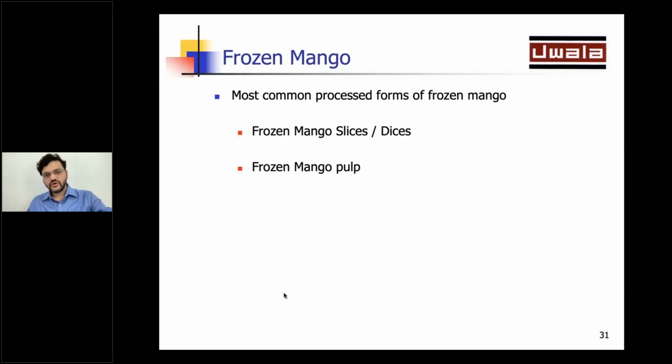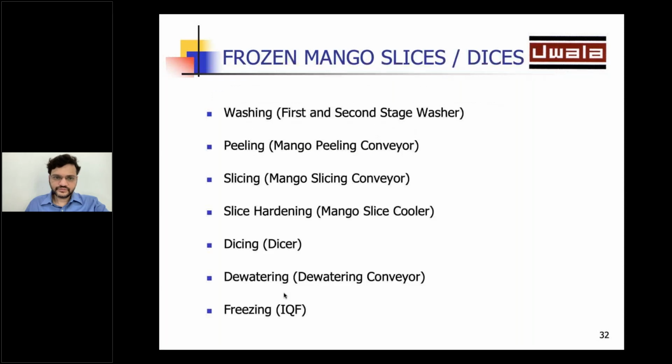So the most common forms of frozen mangoes are frozen mango slices or dices or frozen mango pulp. Now, frozen mango slices and dices are again the most common form in which the frozen mangoes are exported. So I will cover that in detail, and I'll briefly talk about frozen mango pulp also. So frozen mango slices, dices, what all operations are involved?